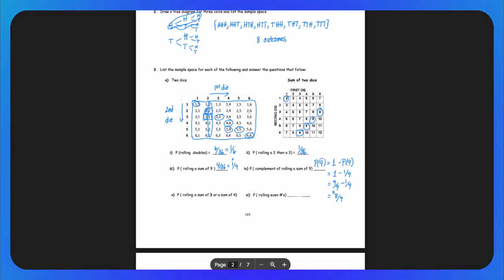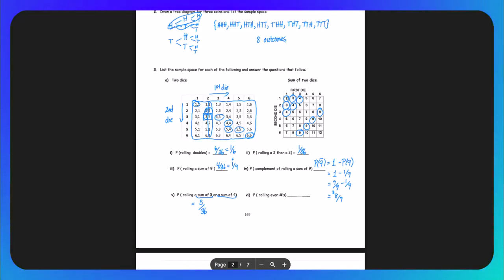The next one is, what is the probability of rolling a sum of 3 or a sum of 4? Well, how many events are included in this? For 3, we have 2 events right here. And for 4, we have 3 more. So in total, the probability of the sum of 3 or sum of 4 is 5 favorable events over the total outcomes, which is 36. So it's 5 over 36, and we can't reduce this any further.